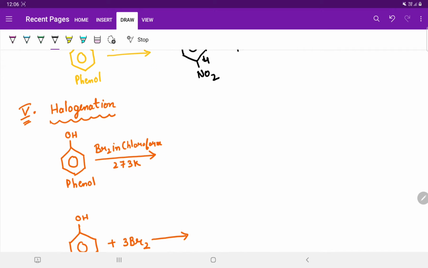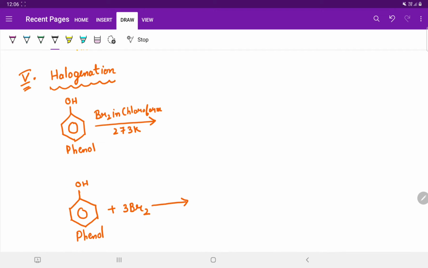Next one is the halogenation reaction. So, similar to that of the nitration, in the halogenation the bromine is added in low polarity solvents such as carbon disulfide CS2 or the chloroform, and this reaction takes place at a very low temperature of 273 Kelvin. So, the addition will be at the ortho or para position. So, it is orthobromophenol and the parabromophenol.